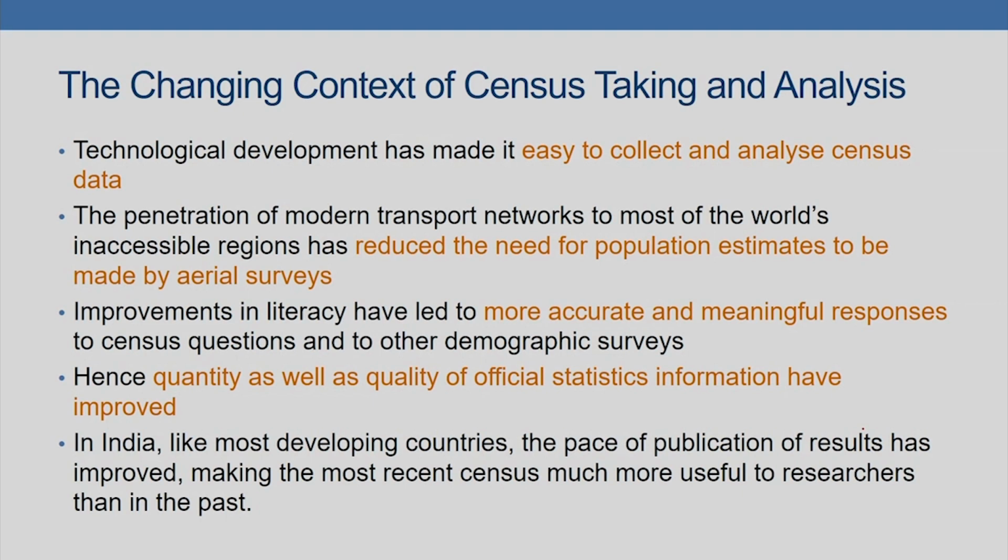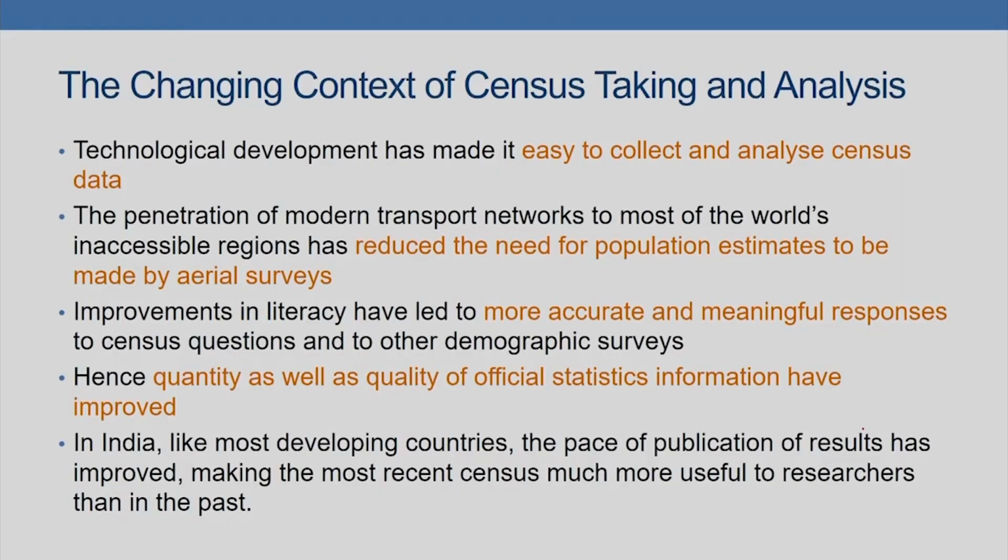But the flip side of it is that people have also come up with ways of dodging questions and providing wrong responses, keeping in view the policy benefits that they might get if they answer the questions as such. So, quantity as well as quality of official statistics information have improved. In India, like most developing countries, the pace of publication of results has improved, making the most recent census much more useful to researchers than in the past.